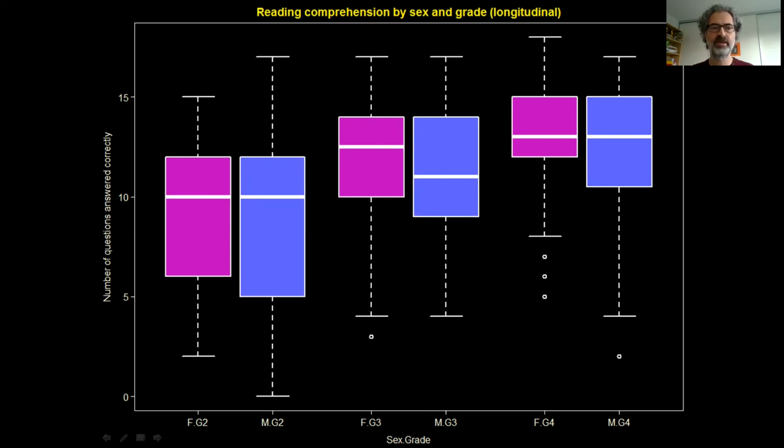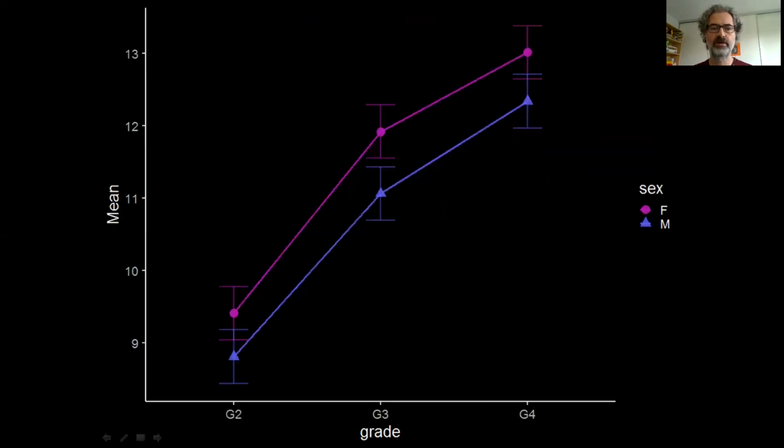It looks like there is no difference between the sexes, although the first quartile of the boys is consistently below the first quartile of the girls. And in grade 3, the median for the boys is also lower than the median for the girls. These are unlikely to be statistically significant, but we can't know before we check. This is the corresponding line plot, which shows indeed a slight advantage for the girls, which may or may not be statistically significant.